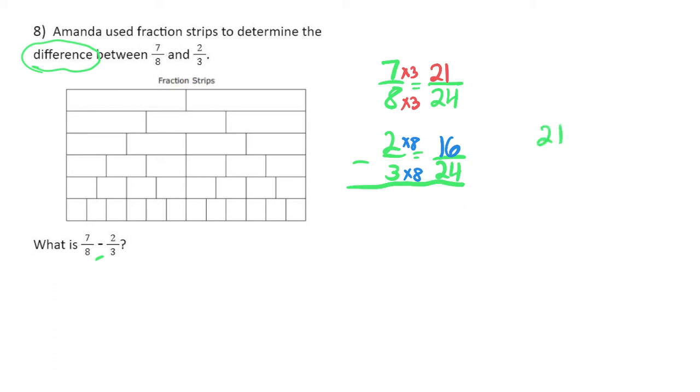If you need to, you go over to the side to do that subtraction. A little regrouping needed on this one. And we get 5 left over, so 5 24ths. Will that simplify? Let's see. The only thing 5 will divide by is 5, so nope, that's it. 5 24ths is the correct answer.